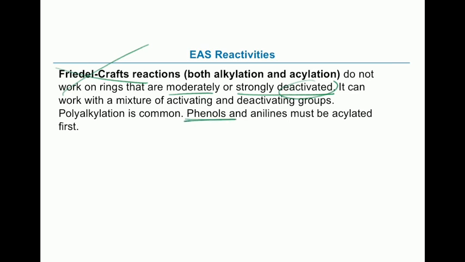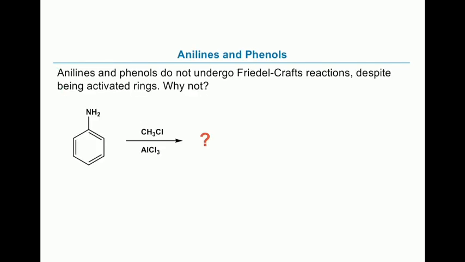One thing to remember though, phenols and anilines, they have to be acylated first. What I mean for that is this. Look at your conditions. We're taking an aniline. We are doing Friedel-Crafts alkylation, right? We're taking this group, and effectively it's like methyl cation here with aluminum trichloride. Why doesn't this work? This will not produce a product. Why?